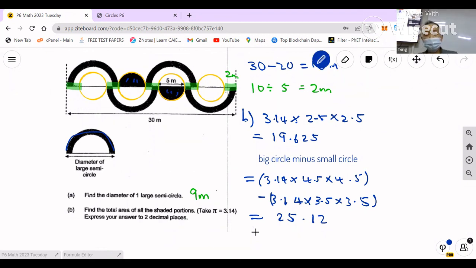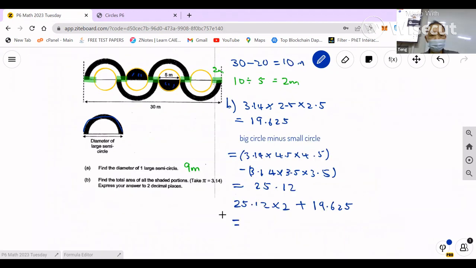So the final working is we just take 35.12 times 2, then plus 19.6, which equals 69.87. Do you all find this easy or difficult? Just this one. Easy. Okay. Not okay. Christabel? Normal. Okay, I'd like to see more working from you.